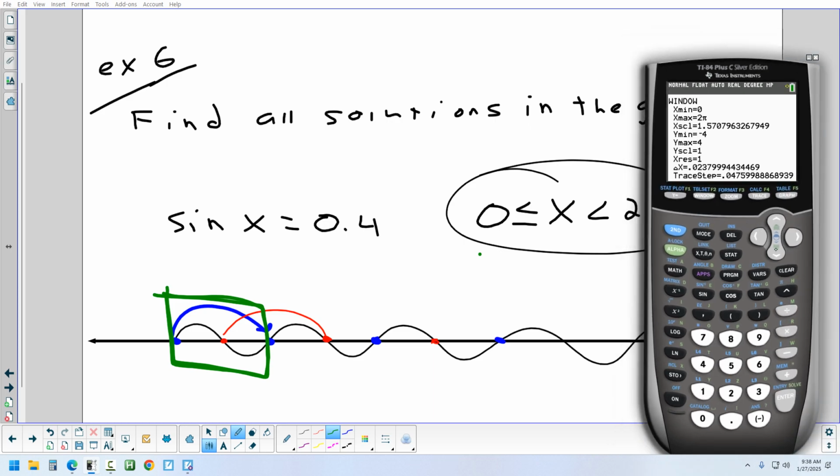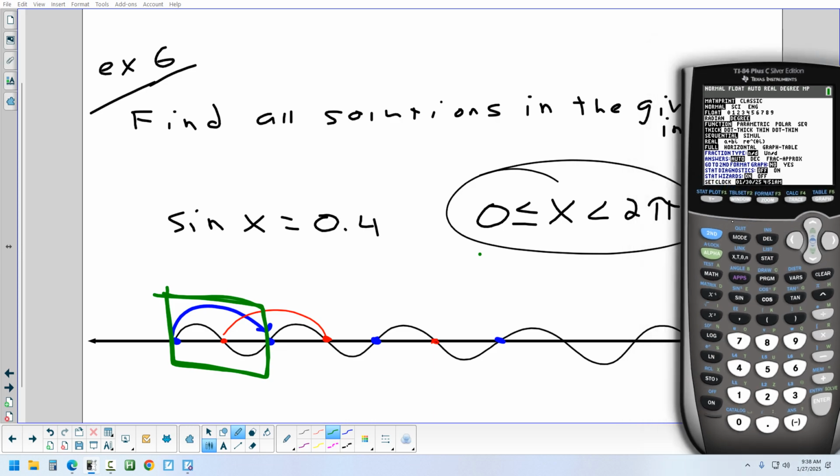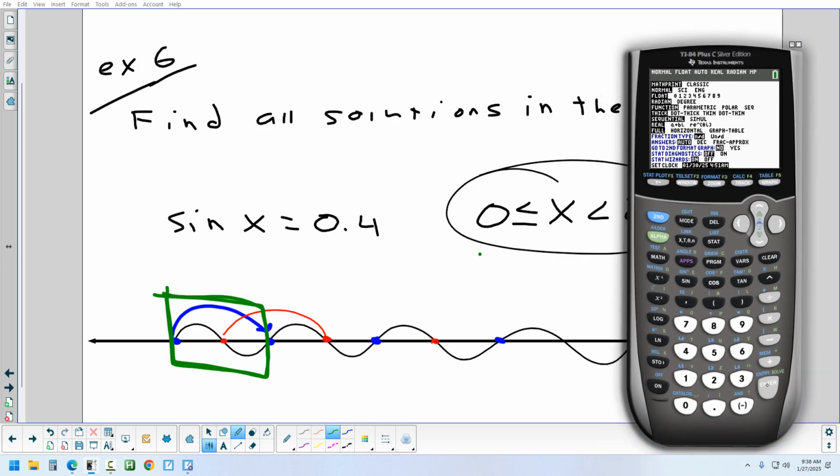Window, -4 to 4. We could get away with -2 to 2. Okay, so I didn't get a very good picture. How come? In degrees. Still in degrees. I'm in degrees. Okay, we are not doing this problem in degrees. I can tell that because of the window. It is in radians. If it was degrees, it would have had a little circle.